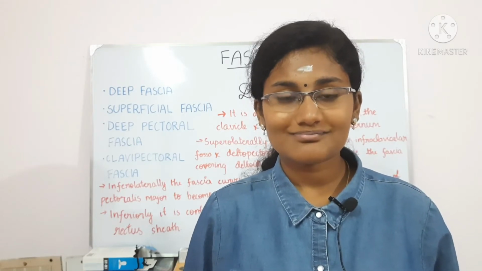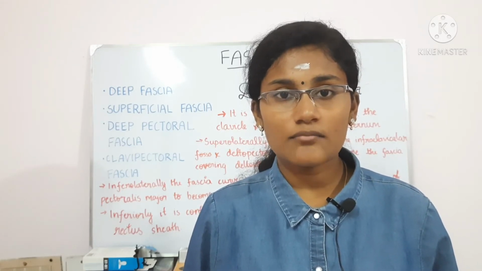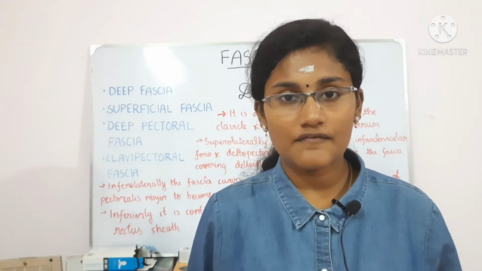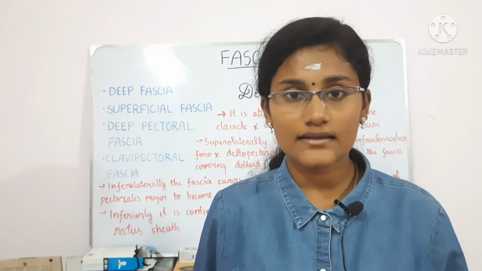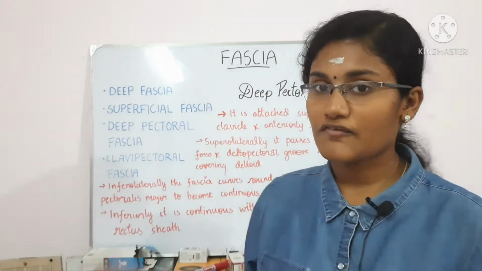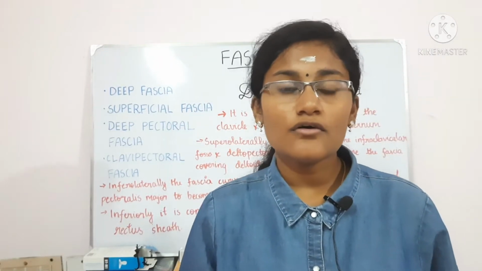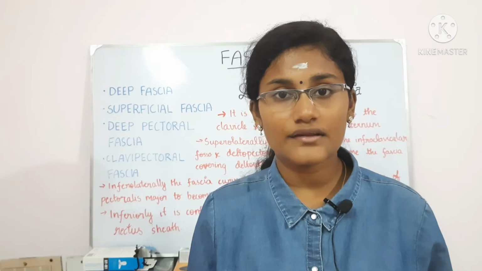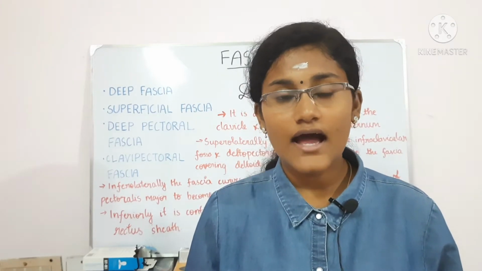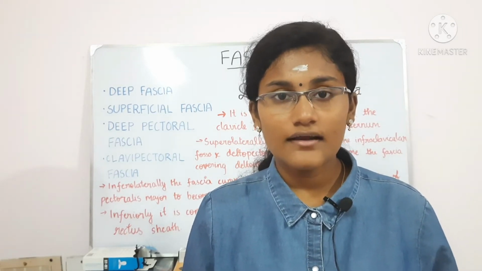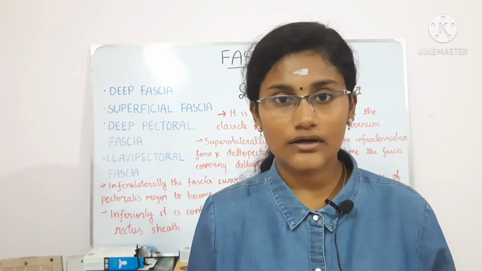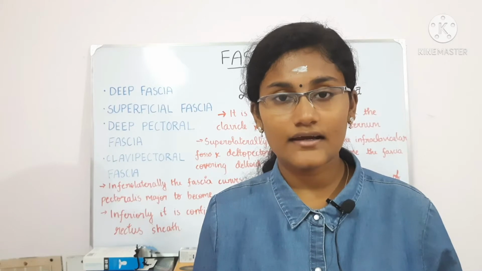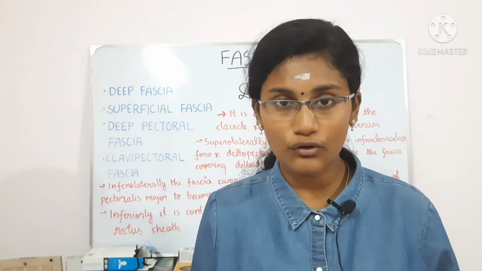Okay, so now let's talk about the two major divisions of the fascia. So fascia is generally divided into two things, that is the deep fascia and the superficial fascia. Superficial fascia is also called the subcutaneous fascia, and it lies just below the dermis and it is also connected to the dermis.